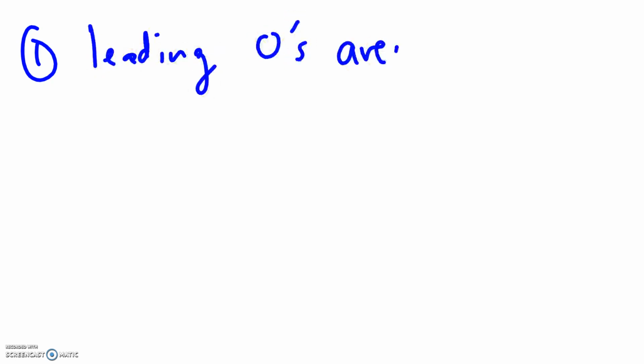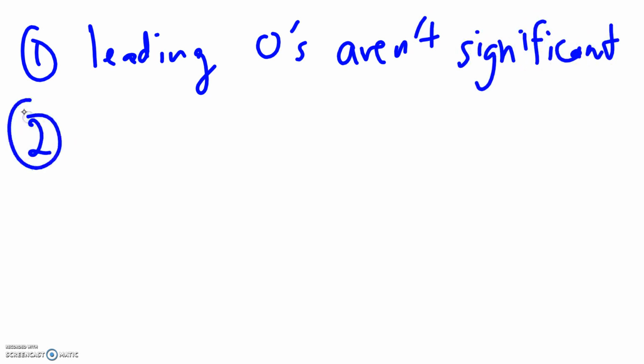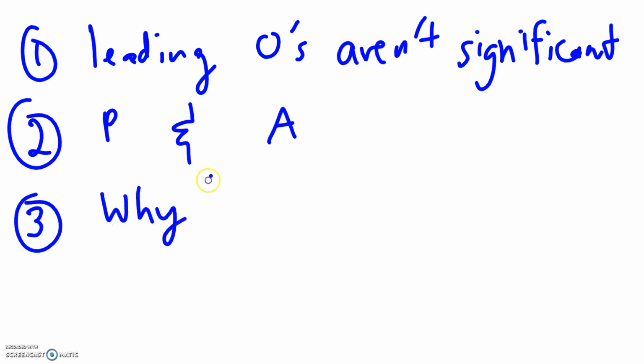So what have we learned? We've learned the rule. Leading zeros aren't significant. We've learned how to apply this to scenarios where the decimal point is present. And we've learned how to apply it to scenarios where the decimal point is absent. And finally, we've learned why we have this rule. And it comes down to converting.